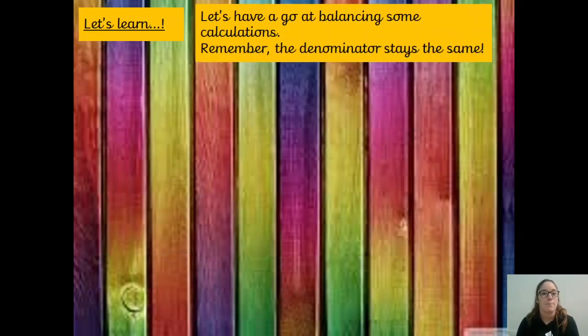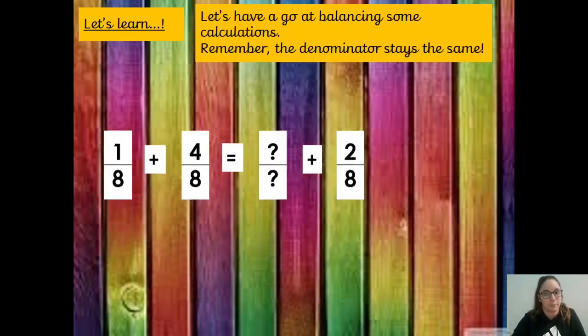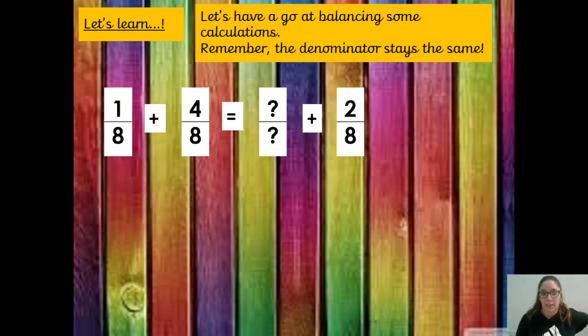Let's have a go at balancing some calculations. Okay, so it's exactly the same as what you've been doing, but you're not finding the answer this time. You're going to balance them. So remember, the denominator stays the same. So if the denominator stays the same, okay, what is our denominator going to be? So we've got 1/8 add 4/8 equals something add 2/8.